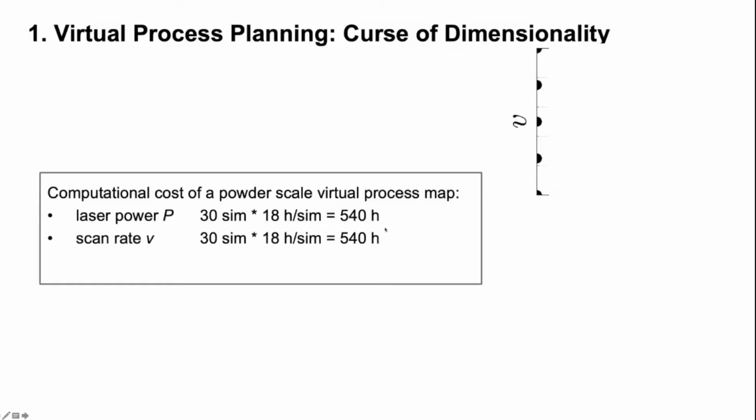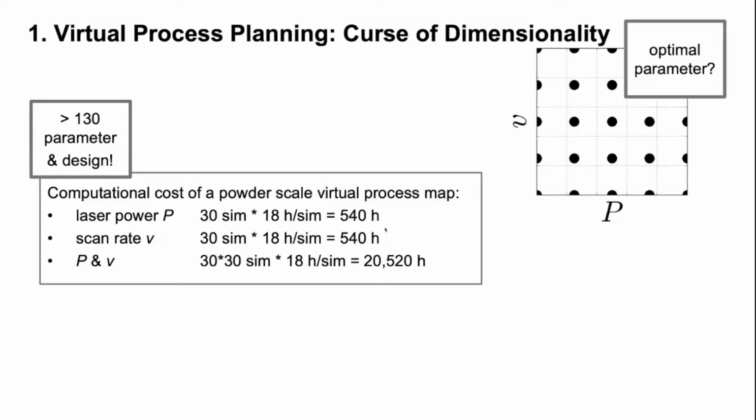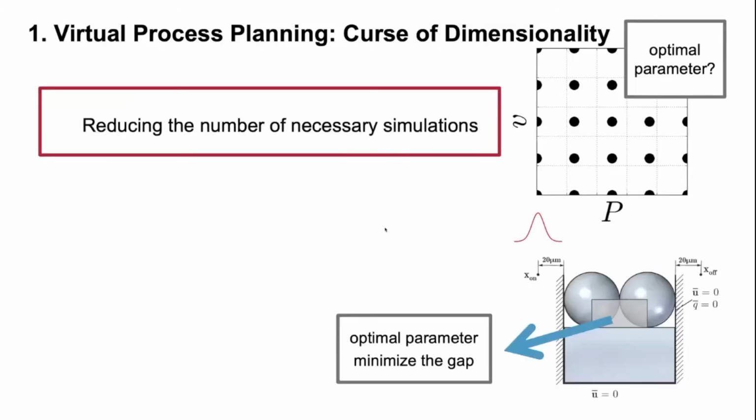Same thing when we vary the laser scan rate, but when we want to study the influence of the entire parameter field, then we need to perform 30 times 30 simulations, and we end up with 20,000 and more hours of simulation. And the complexity increases when we consider the influence of more parameters. So we need to somehow find a way to identify optimal parameters, and for that we need to reduce the number of necessary simulations.